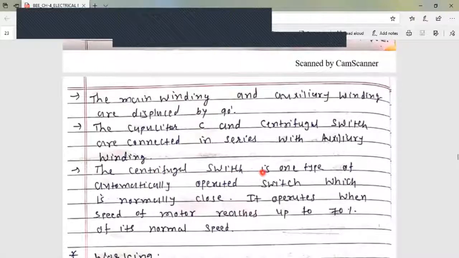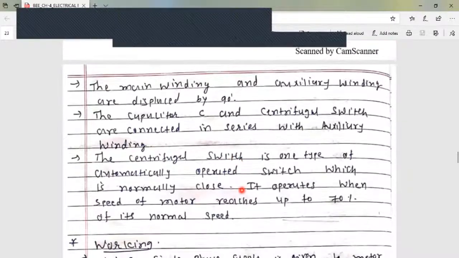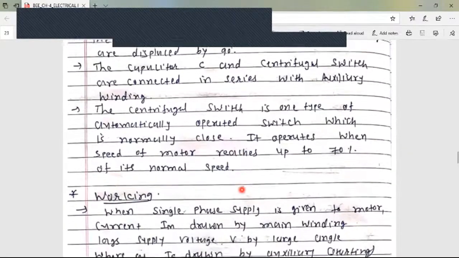Centrifugal switch is one type of automatically operated switch which is normally closed, but it operates when the speed of the motor reaches up to 70% of its normal speed. So the function of the centrifugal switch is the same for both these types. Now we'll see the working.